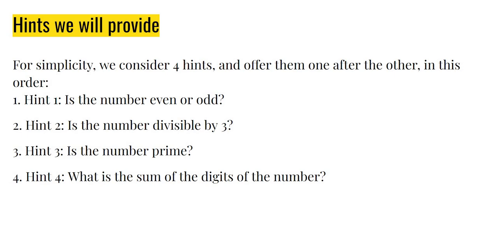We offer them one by one in exactly this order. So first hint, like I said, number is even or odd, number is divisible by 3, number is prime, sum of the digits of the number. Now notice that not all of these hints may be very useful, because, for example, if the number is divisible by, say, 3, then we clearly know the number is not prime, and so on. So, you can always make this better, more intelligent.